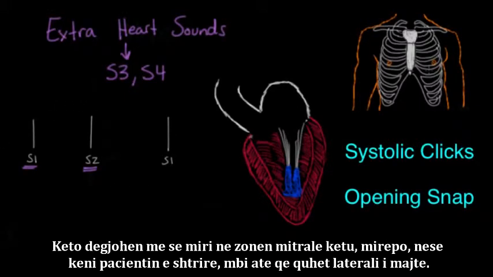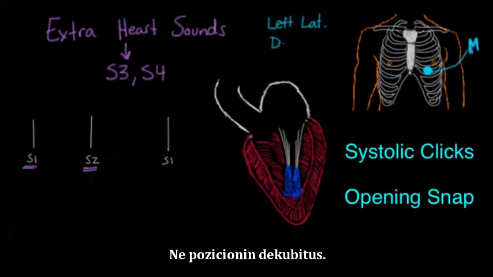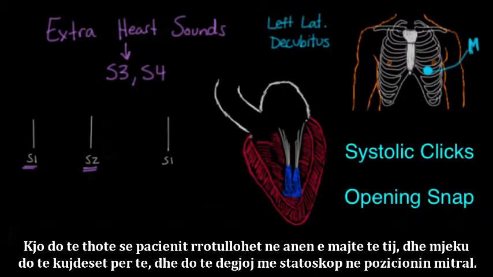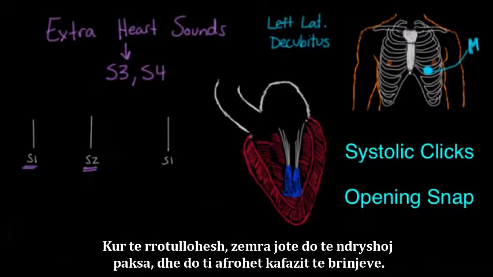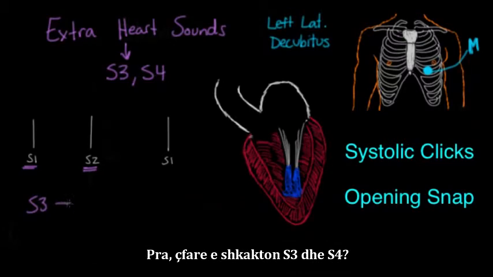These are actually heard best in the mitral or apex position here, but specifically if you have the patient lie in what's called the left lateral, we're going to abbreviate that lat, decubitus position. All that really means is that the patient rolls over to their left side, and the physician or the nurse or whoever's taking care of you will listen with their stethoscope in the mitral position. The reason for this is just that it brings the heart closer in position to where the actual stethoscope is going to be. When you roll over, your heart will shift a little bit and actually come closer to the rib cage. So what causes this S3 and S4?